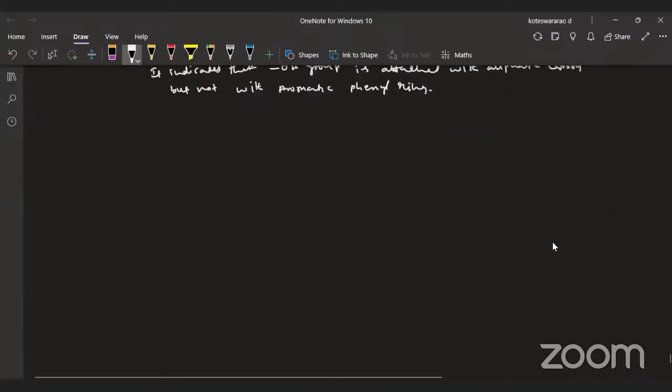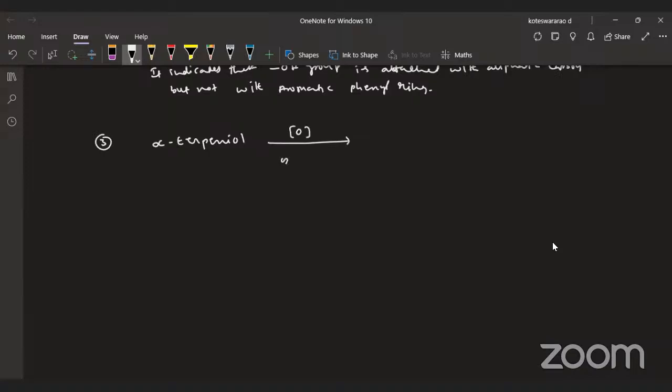This is the third reaction. Alpha terpinol on oxidation. There are several kinds of oxidations; any oxidizing reagent gives an oxidation. It gives a mixture of carboxylic acids. Why does this alpha terpinol produce a mixture of carboxylic acids?